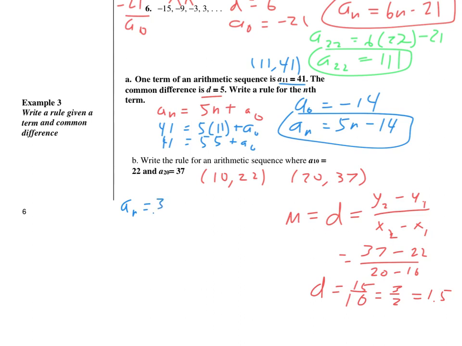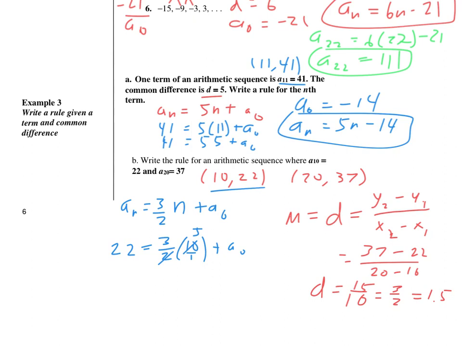3 over 2, I'll call it. You could use 1.5 as well. And then this will be n plus a sub 0. And I'll just use one of these 2 points. I'll go ahead and use that one since it has a smaller number. So I'm going to plug in 22 for the y. I'll plug in 10 for the x or the n. And I'll find out what a sub 0 is.